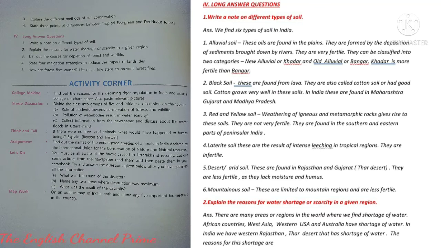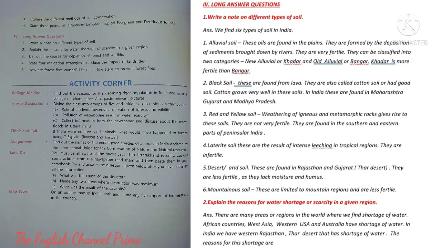Fifth type is desert or arid soil. These are found in Rajasthan and Gujarat, in the Thar desert. They are less fertile as they lack moisture and humus. Sixth type is the mountainous soil. These are limited to the mountain regions and are very less fertile.